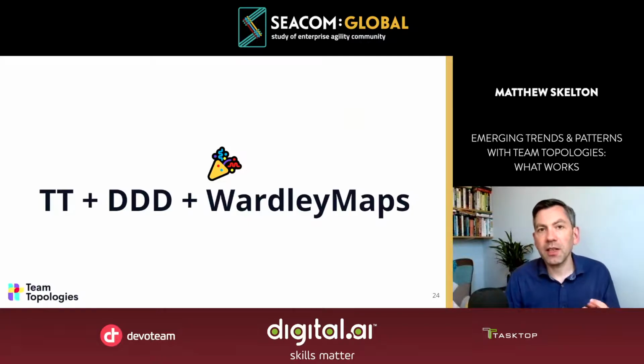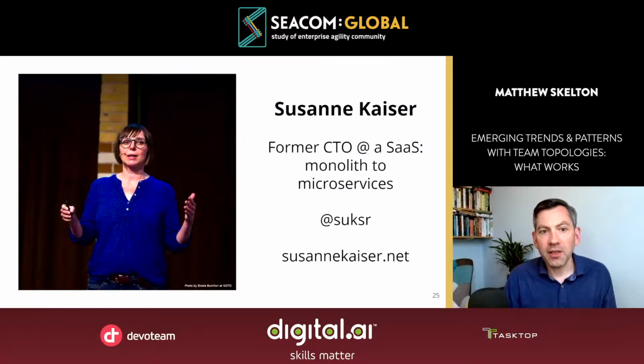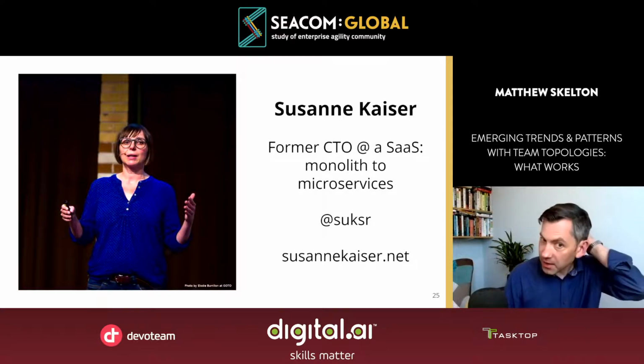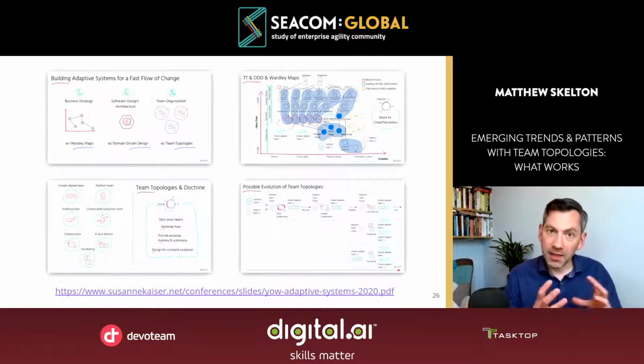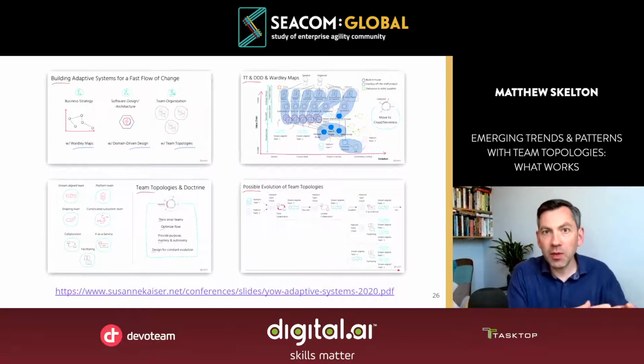Interestingly, there's a combination here of Team Topologies, domain-driven design, and Wardley maps, which is starting to emerge, and several organizations are finding this useful. Leading the charge here is Susanna Kaiser, who's a former CTO at a SaaS company, moving from monolith to microservices. And she has an amazing talk where she goes through how these three techniques, Team Topologies, domain-driven design, and Wardley maps, can actually come together and really help to inform your organizational awareness, the landscape, what technology choices you should make, and how the team should be arranged to make that happen. So you can find that online and look out for further talks from Susanna.